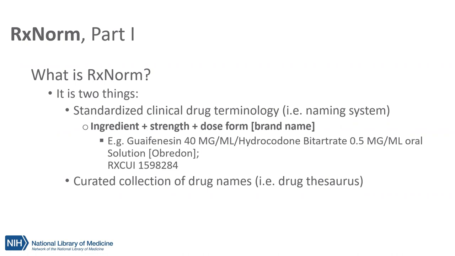What is RxNorm? RxNorm is two things. First, it is a standardized clinical drug terminology, i.e. naming system. The RxNorm clinical drug name is formatted to reflect the drug's active ingredient plus strength plus dose form. Secondly, it is a curated collection of drug names, i.e. drug thesaurus.